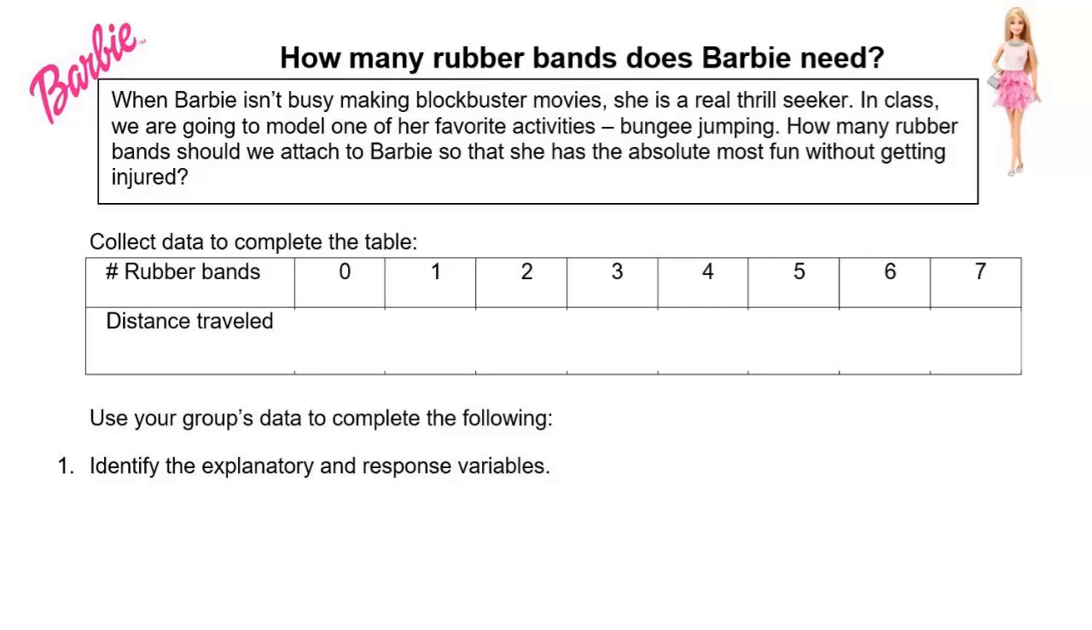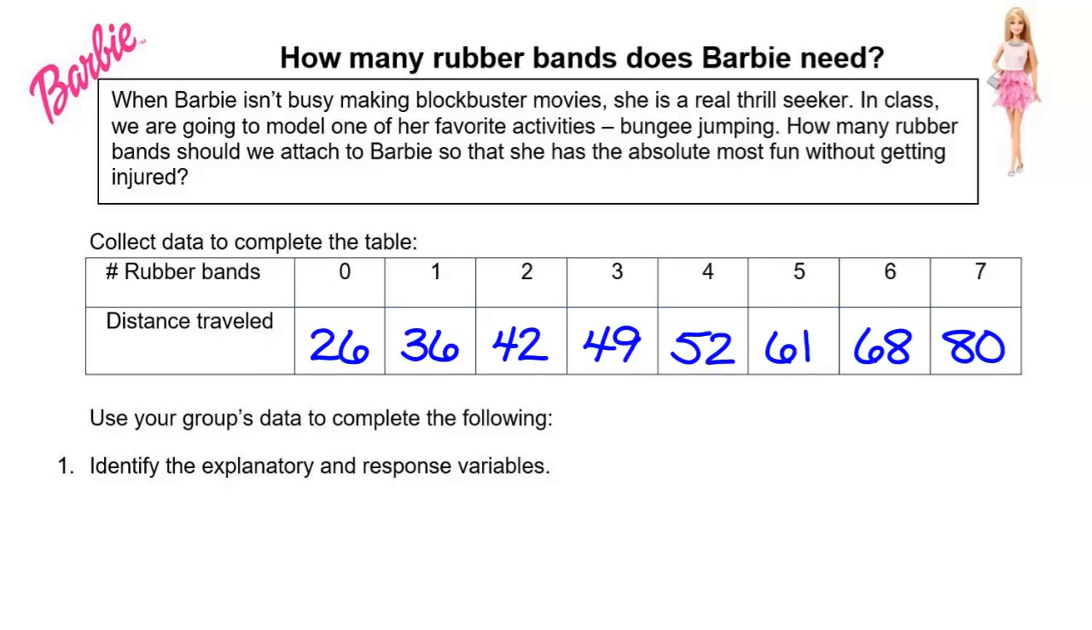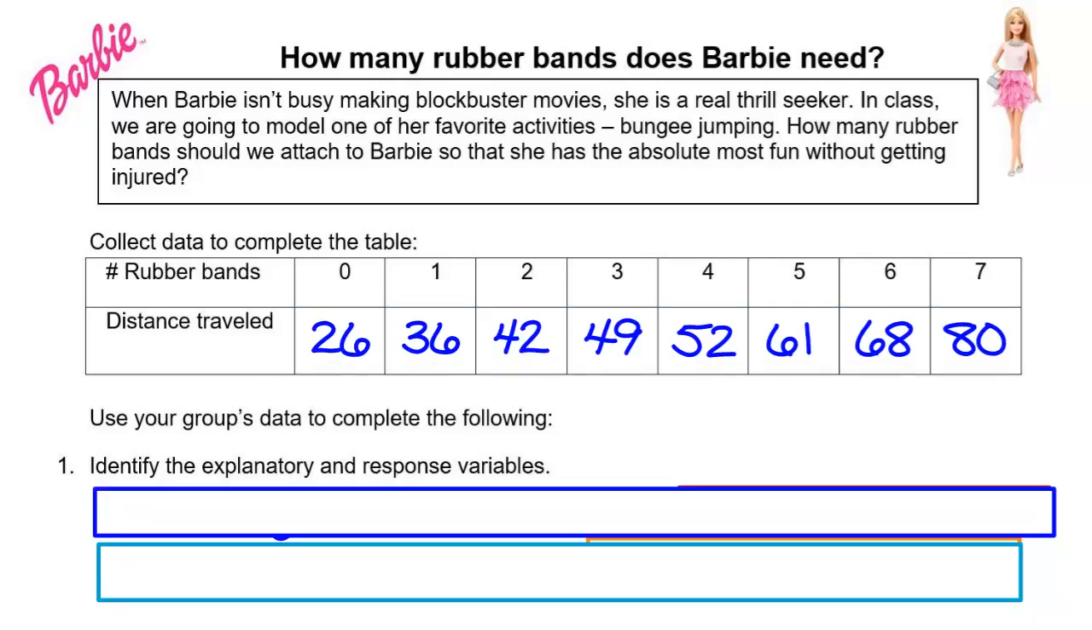First thing I want to know is how many variables were we just working with? 2. What were those 2 variables? Number of rubber bands and distance traveled. Which one would be the explanatory variable? Number of rubber bands. And so then the response variable would be distance traveled.